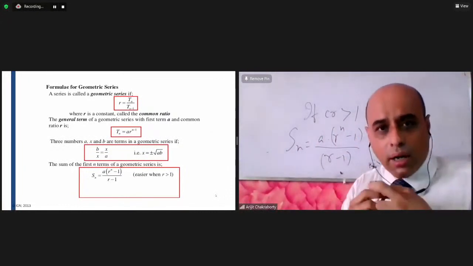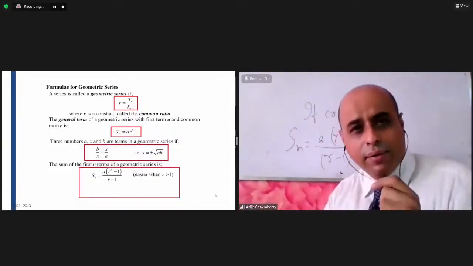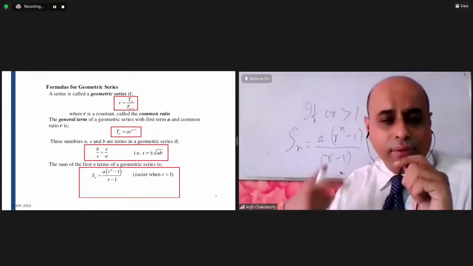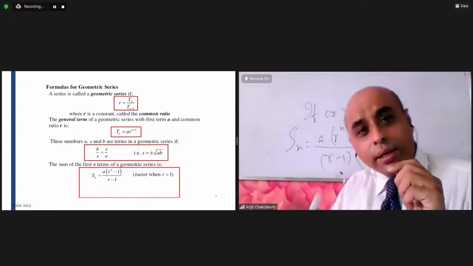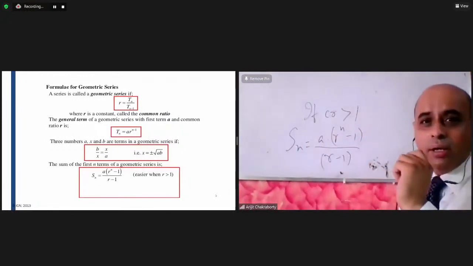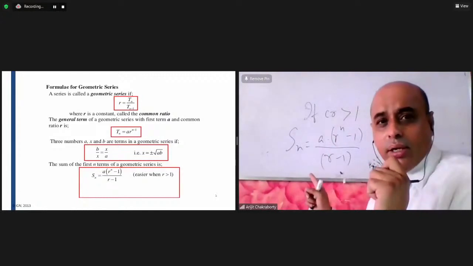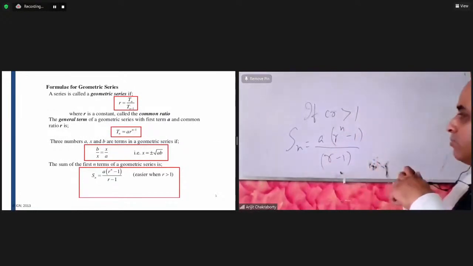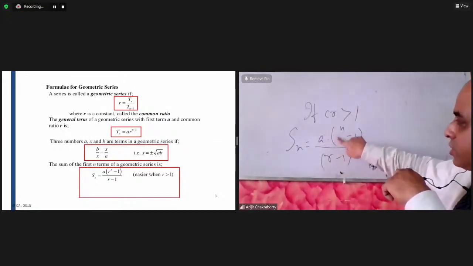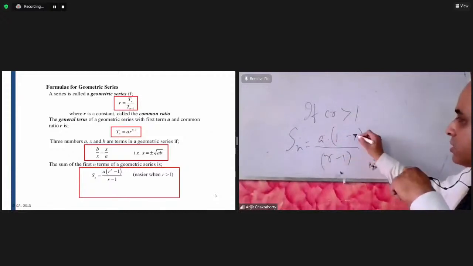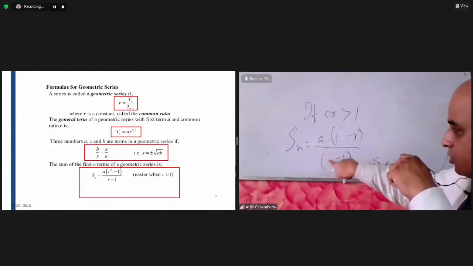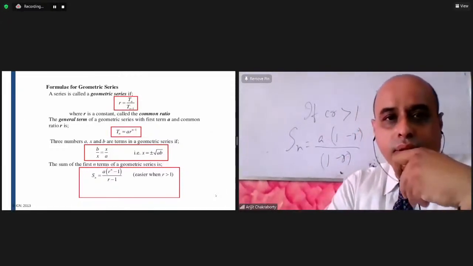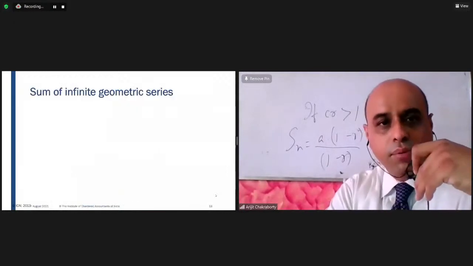When you see that r, the common ratio, is less than 1, say 0.5, 0.7, or say 1 by 6, you know that this is a fraction, that means it is less than 1. In that case, we have to change the formula. The previous formula will not work and will give an inconsistent result. So when r is less than 1, the numerator becomes 1 minus r to the power n, and the denominator becomes 1 minus r. It changes according to the value of the common ratio.